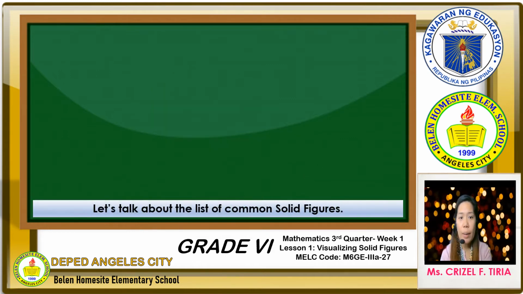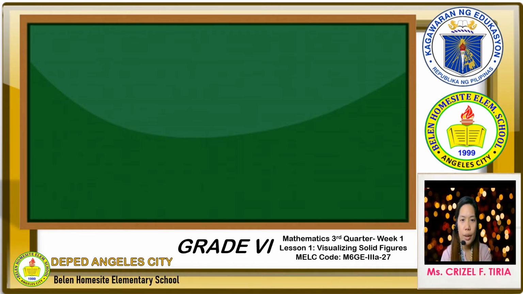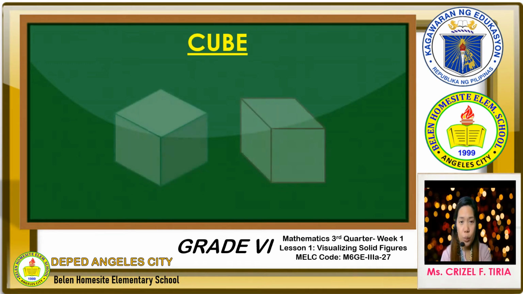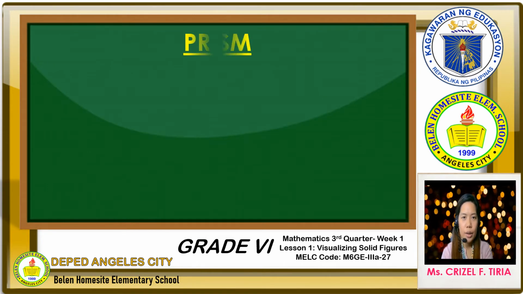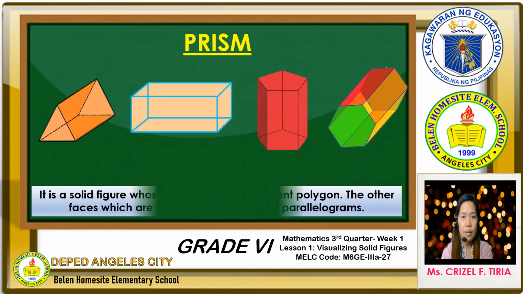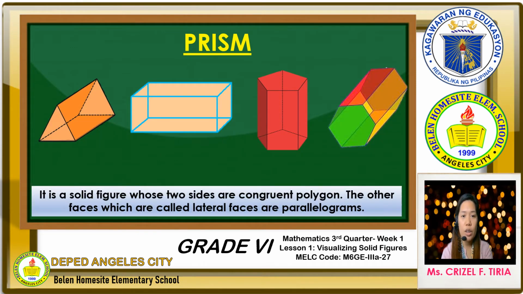Let us talk about the list of common solid figures. We have the cube. All its faces are square. It has 6 faces, 12 edges, and 8 vertices. Prism. It is a solid figure whose two bases are congruent polygons. The other faces, which are called lateral faces, are parallelograms.